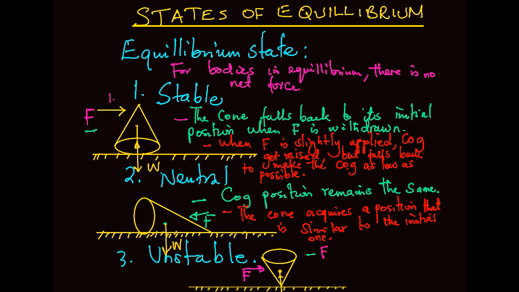F pushes the vertical line, which we are talking about as the line of action of the weight and the center of gravity, to fall outside the base.